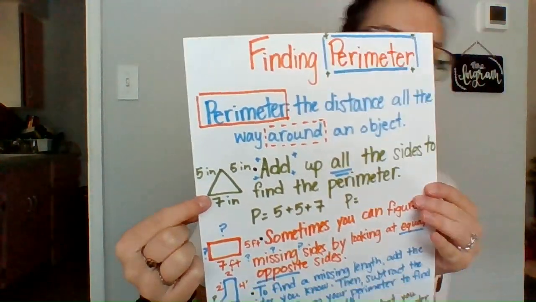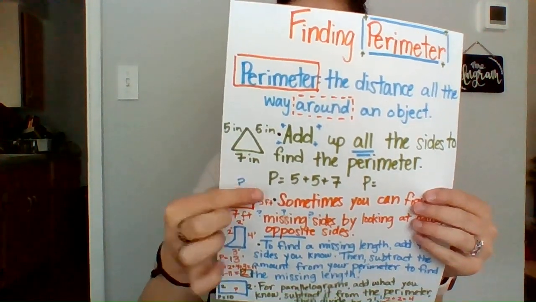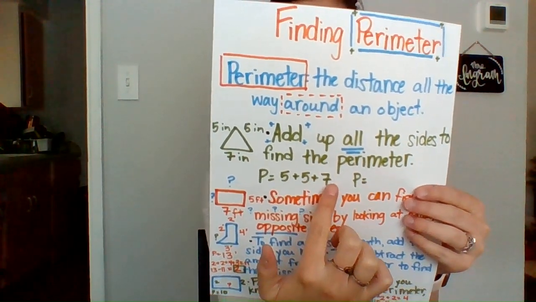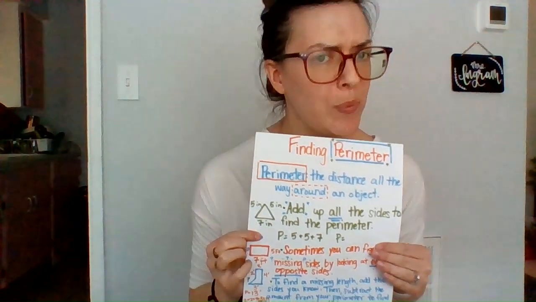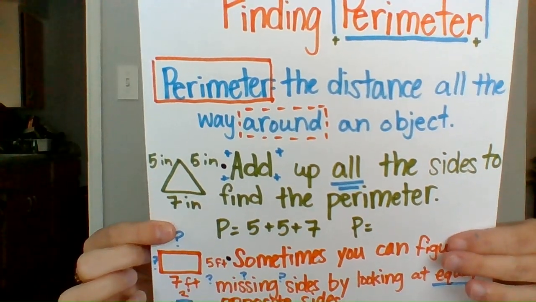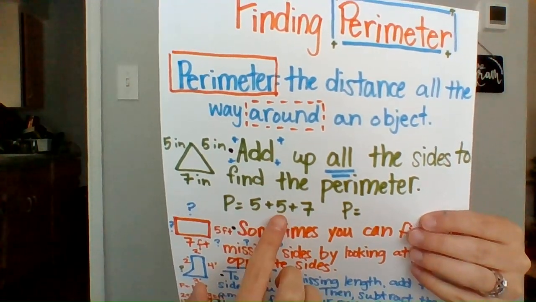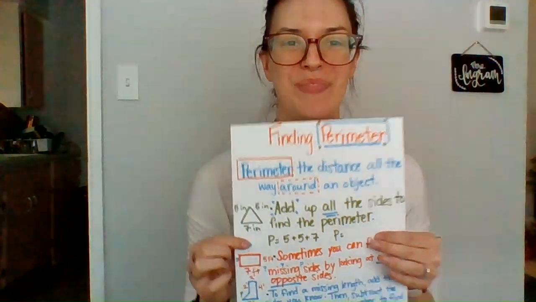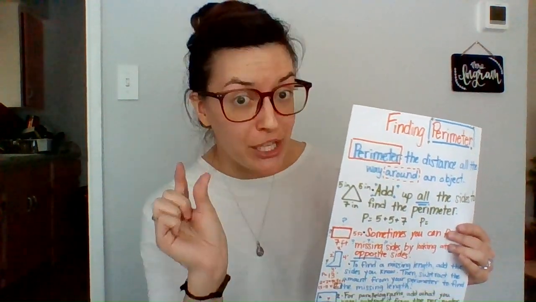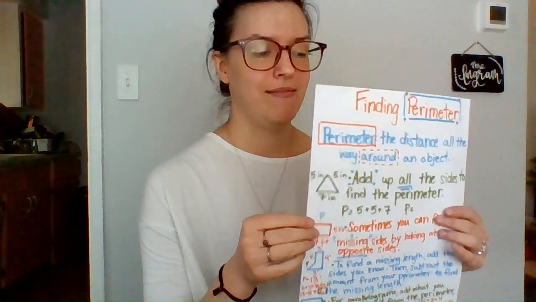So here, if we are looking at the perimeter of this little triangle, we would need to add up all 3 sides. So P, perimeter, equals 5 plus 5 plus 7. So for this shape, what would the perimeter be? If you guessed 17 inches, you are correct, because 5 plus 5 is 10, and 10 plus 7 gives us a perimeter of 17 inches. Don't forget to give it that unit of measure. We need to know 17 what? 17 cats, 17 miles, 17 inches.